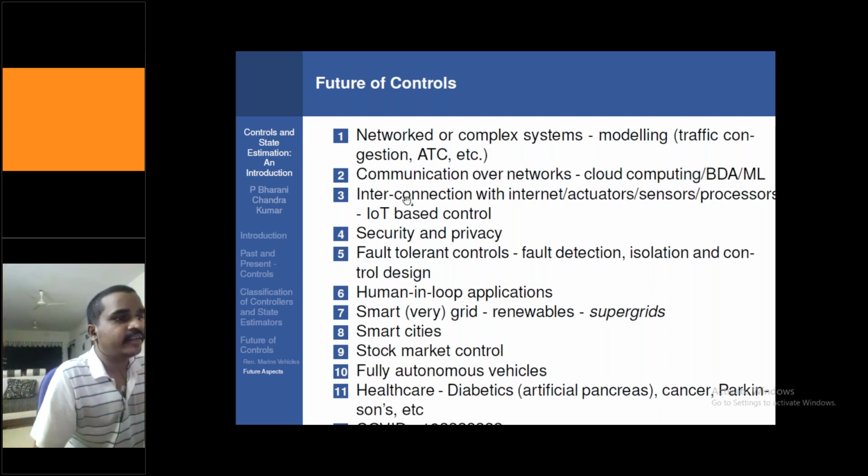And the second and third are interrelated.